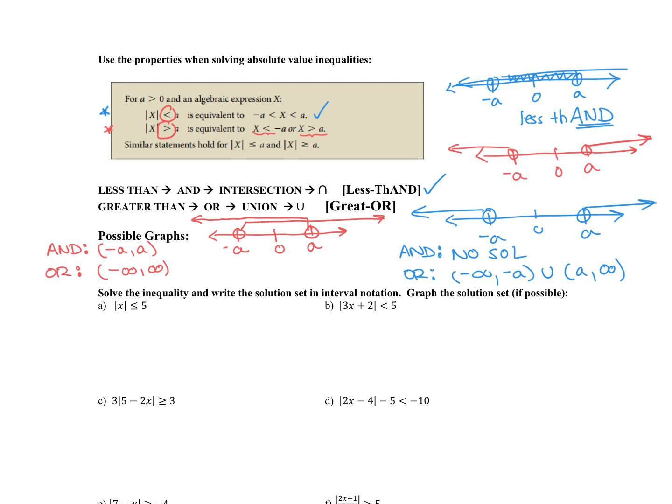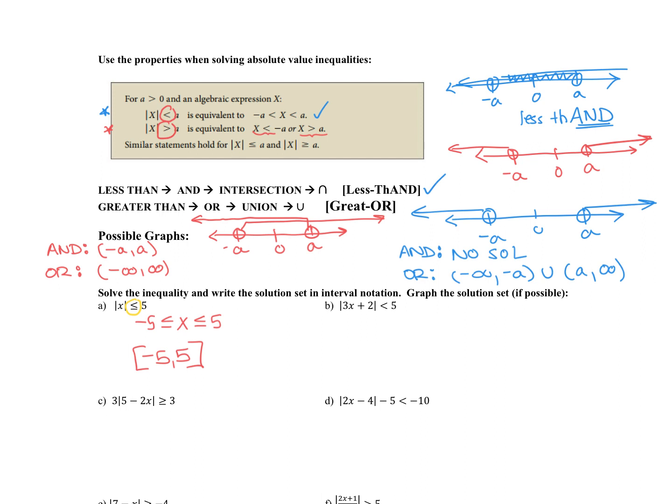The first thing that we should note is our inequality symbol. This is a less than, it's an and. So I can say that x is less than or equal to 5, greater than or equal to negative 5. And that interval would be negative 5 to 5, because you're saying x is between those two numbers.